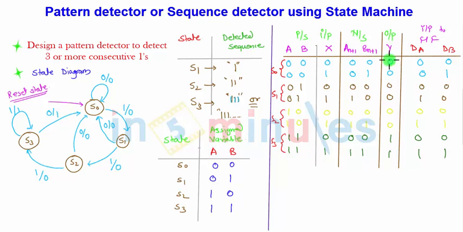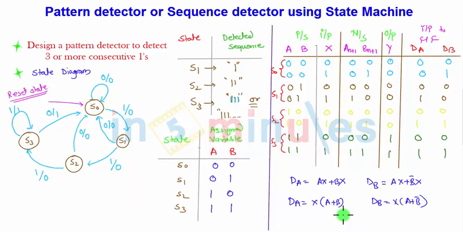After solving the K-maps for the output Y, DA, DB, what equations did we get here? For DA, it is AX plus BX, which I can modify by taking X common: X and A or B. The second, DB, the equation for DB is AX plus B bar X, and once again DB can be modified by taking X common: X and A or B bar.